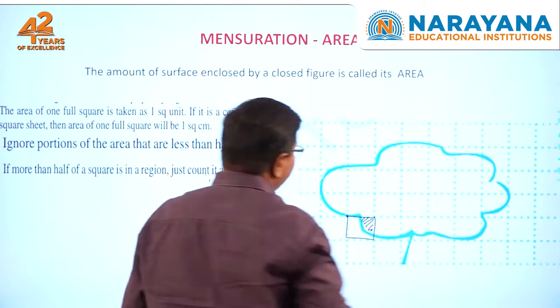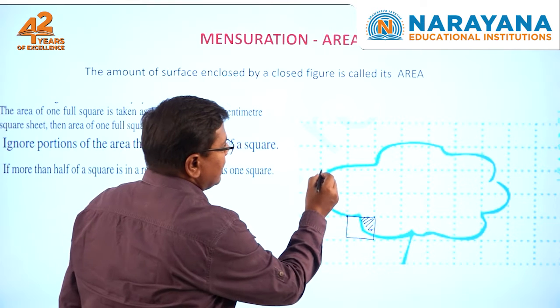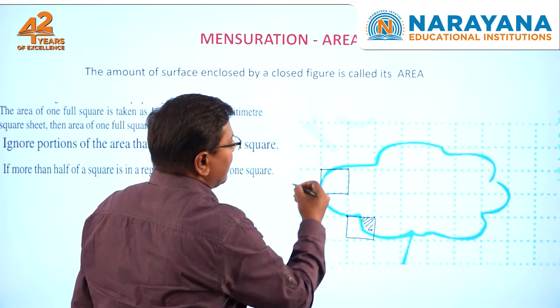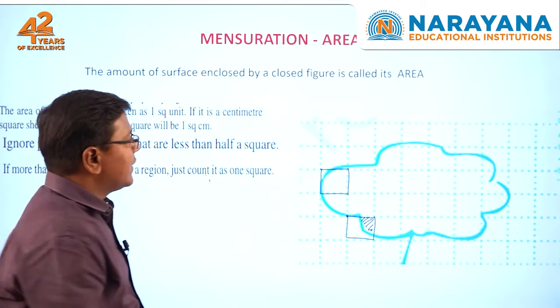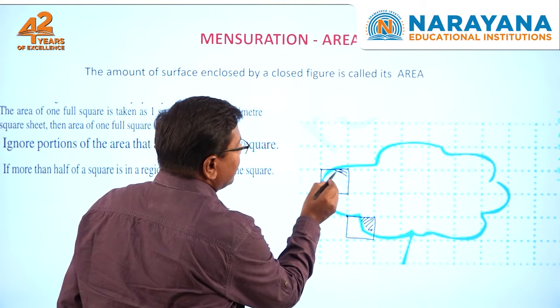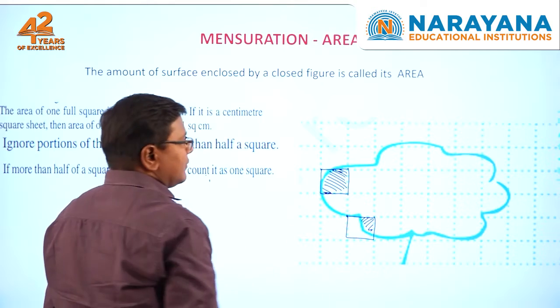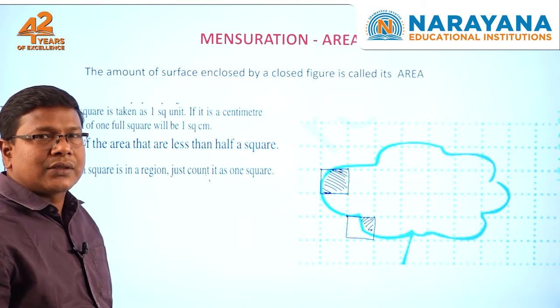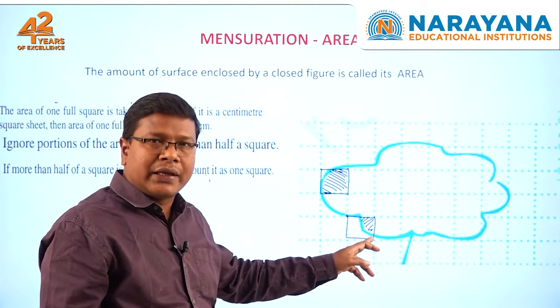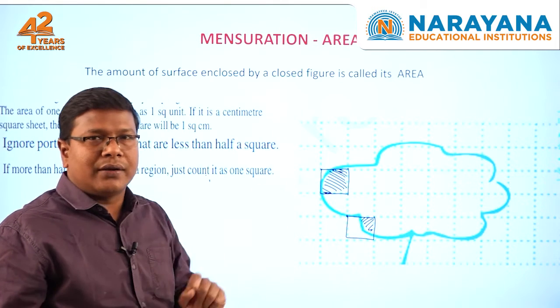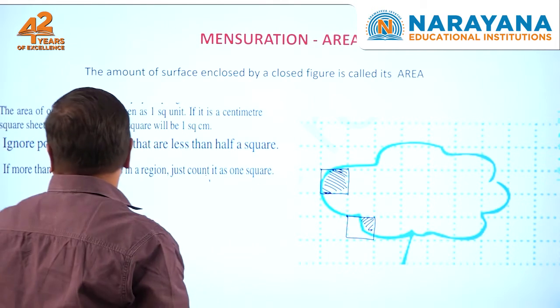So, for example, this square has more than half, and this square also has more than half. So, we need to count each as 1 square. The square which is less than half, we need to neglect, and which is more than half, you have to count as 1.